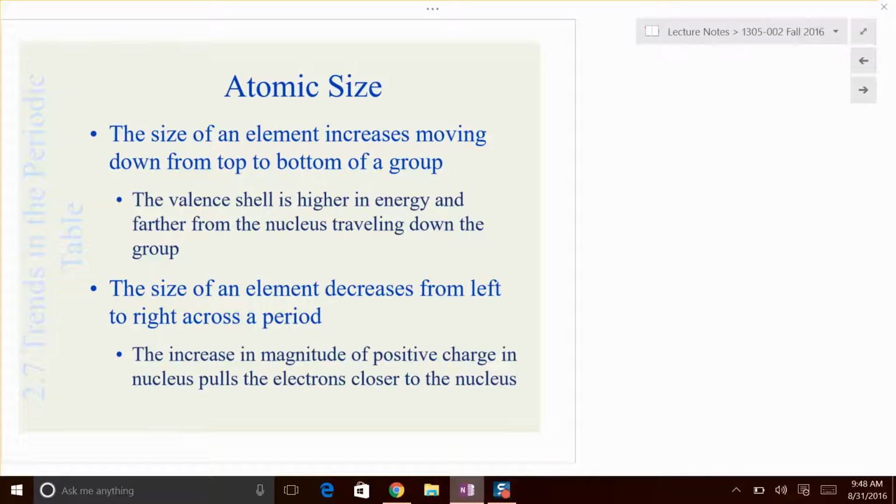The size of an element decreases from left to right across the periodic table. So what's bigger, lithium or fluorine?